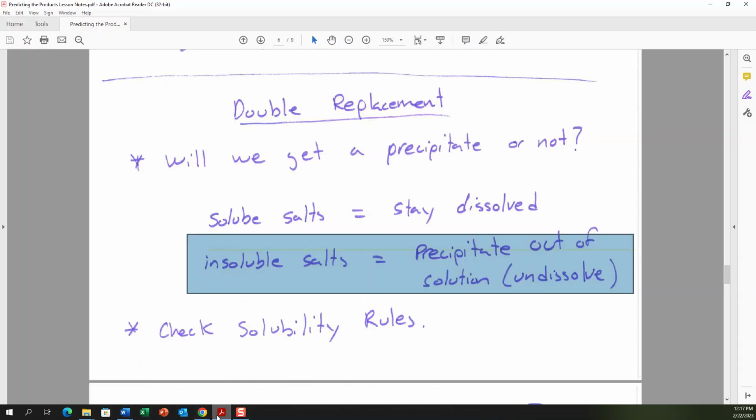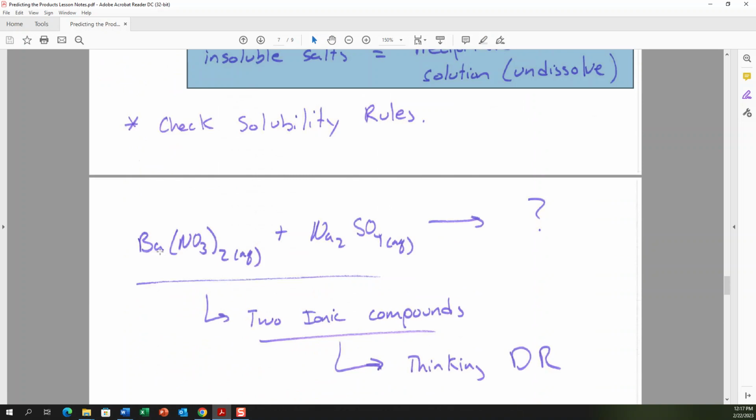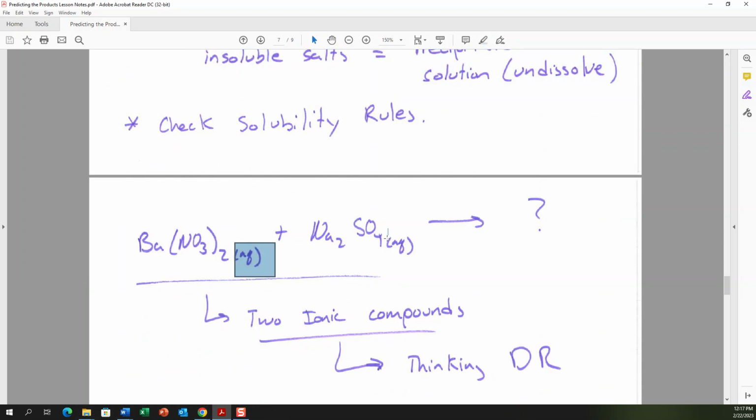So let's go to our example. All right, so here we have barium nitrate and sodium sulfate. But notice, look at it, it's aqueous and aqueous. What does that mean? It means this salt is dissolved in water, this salt is dissolved in water. So really what we have is barium ions and nitrate ions surrounded by water floating around. We got sodium ions and sulfate ions dissolved in water floating around. And what we're going to do is mix the two solutions together. So what it's going to look like on a macroscopic level is water mixing with water, right? It's not going to look like anything's happening unless we make something that's insoluble.